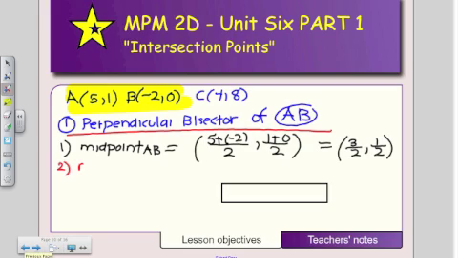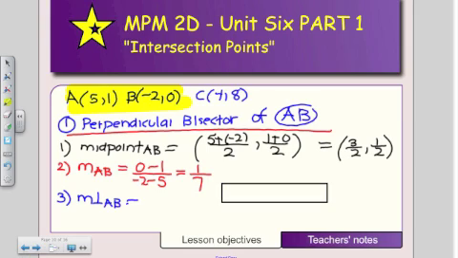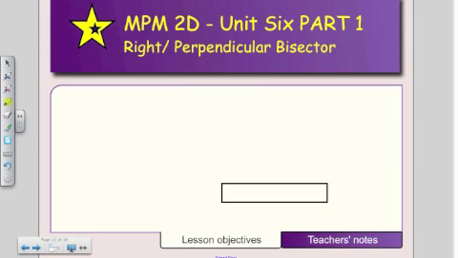Step 2, find the slope of AB. So taking my y2, 0, subtract my y1, over x2 minus x1. That's going to give me negative 1 over 7, or positive 1 over 7. The perpendicular bisector slope of AB is going to be the negative reciprocal of that. So negative 7 over 1. So now we have 3 pieces of information that we can use to find the equation of the perpendicular bisector.